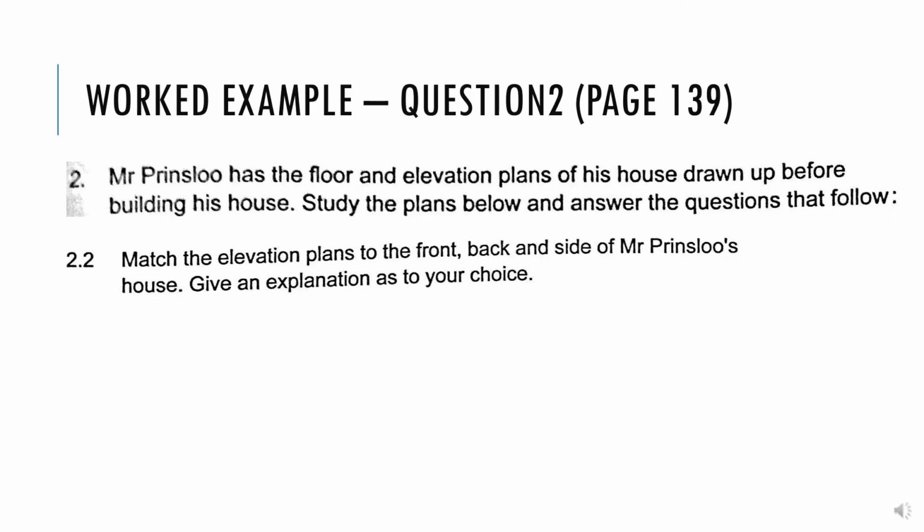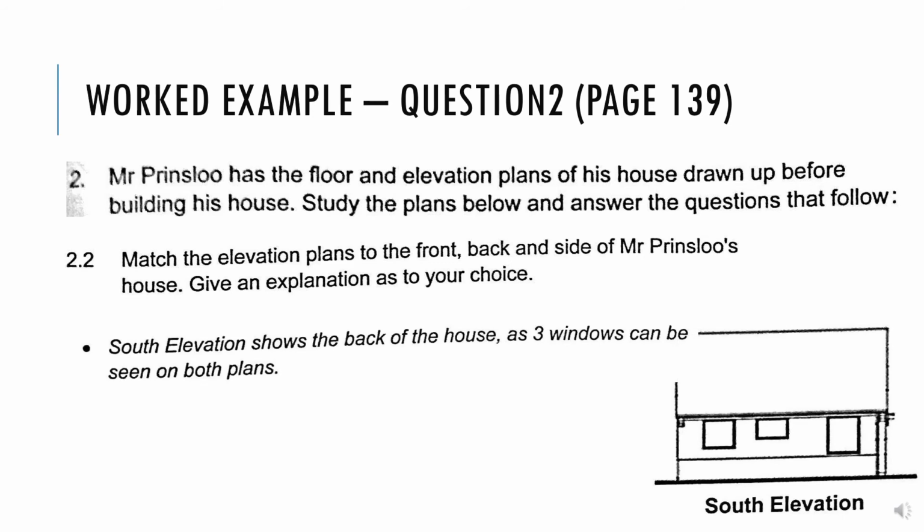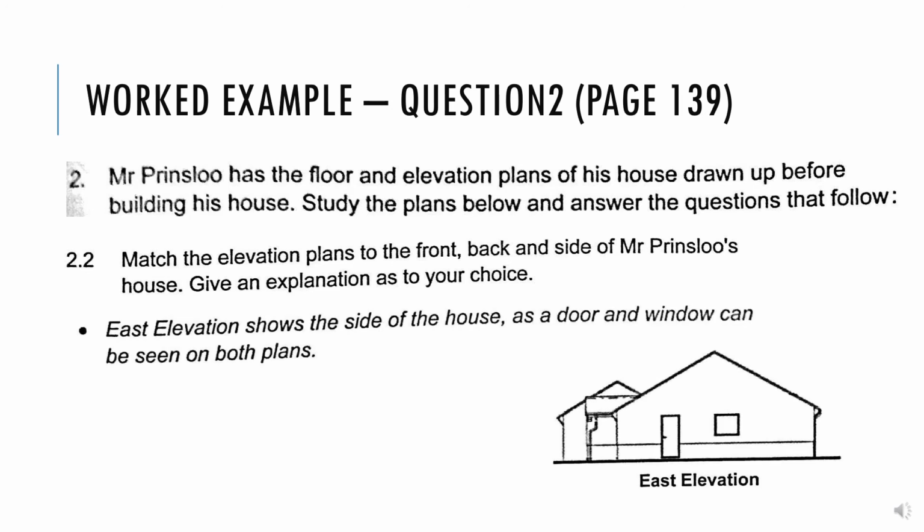So in fact, your answers would be as follows. Like we said, north elevation as the bay window, door, and window can be seen on both plans. The south elevation shows the back of the house as 3 windows can be seen on both plans. And the east elevation shows the side of the house as a door and window can be seen on both plans. So they tend to compare one with the other. So you can say "as seen on both plans" at the end of your sentence. Right.